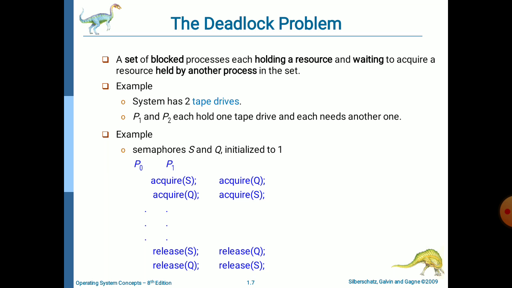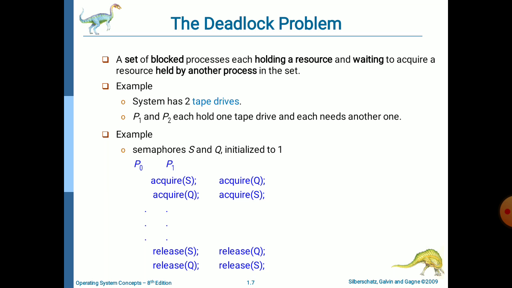Similarly, consider the following scenario: P0 and P1 are two processes running, and there are semaphores. Semaphores are nothing but signals for acquiring a resource. P0 acquires S, and at the same time, in parallel, P1 acquires Q. So both are executed in parallel.